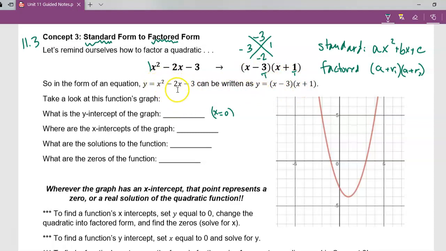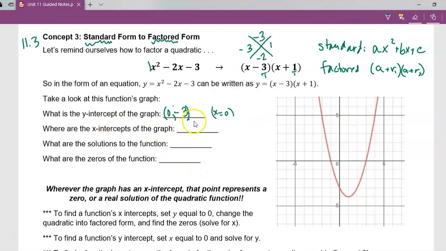That would go to 0. That would go to 0. And we'd just be left with negative 3. So that's where it's going to cross the y-axis. So at negative 3, 0. I'm sorry, at 0, negative 3. Right, the x was 0, the y is negative 3.